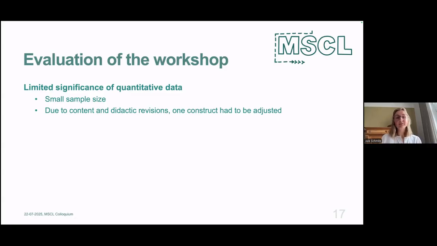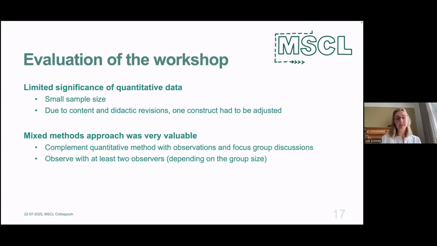workshops. Given these limitations, it was really valuable to complement the quantitative data with data from the observations and the focus group discussions. The observations really allowed us to capture reactions such as agreement or uncertainty, or disinterest or interest. So this was a really helpful method for us to further develop the workshop. We also started with one observer, and then from the second pilot workshop on, we had at least two people observing. Of course, this depends on the group size, but two people were really necessary if we wanted to observe the interaction phases.